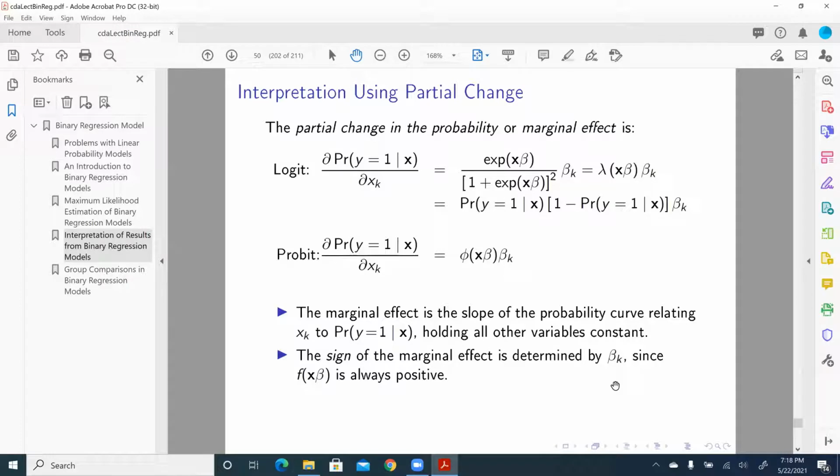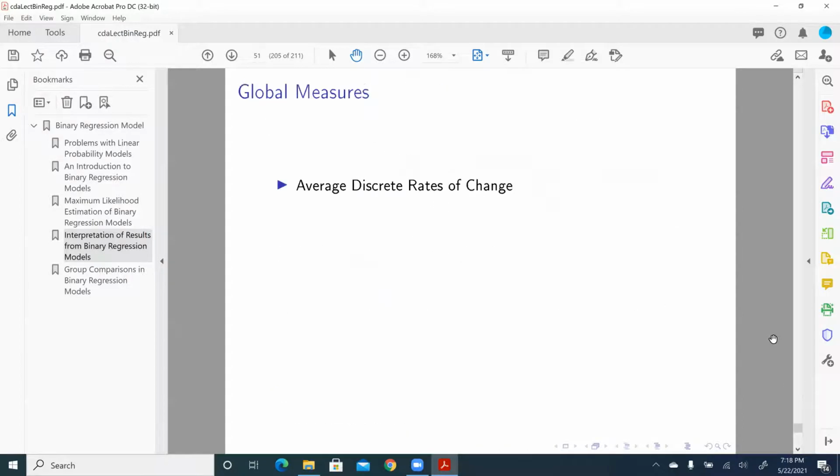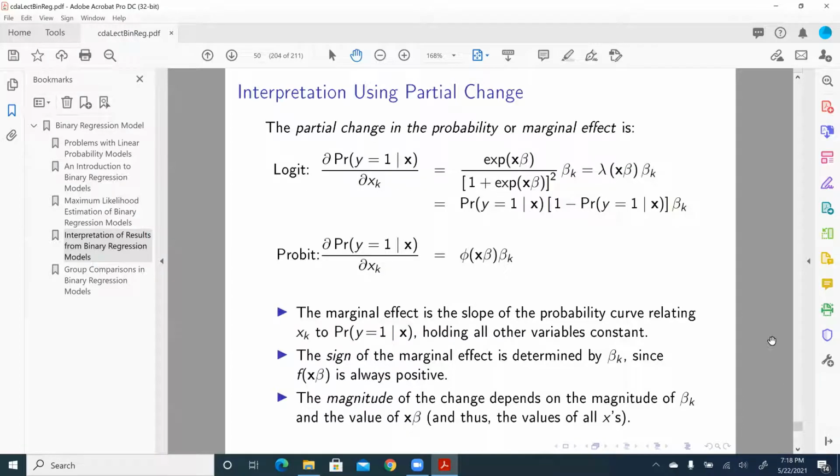And the sign of the marginal effect is determined by beta k. So if beta k is positive, then the sign of the marginal effect is going to be positive. That means the marginal effect at that x location is positive. And the magnitude of change depends on the magnitude of beta k and the value of xk. Of course, we're going to take a probability density function, right? Lowercase phi and lambda. And these two quantities are going to be calculated by R if you're asked to do that.